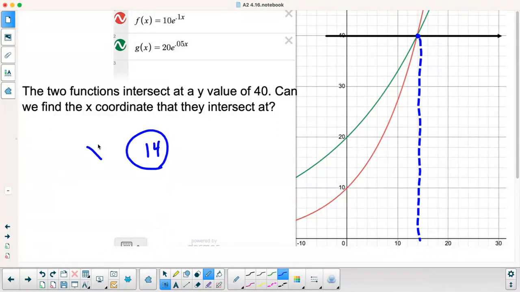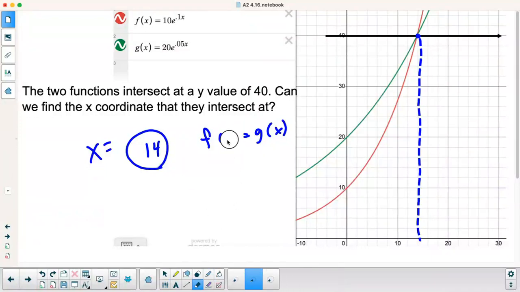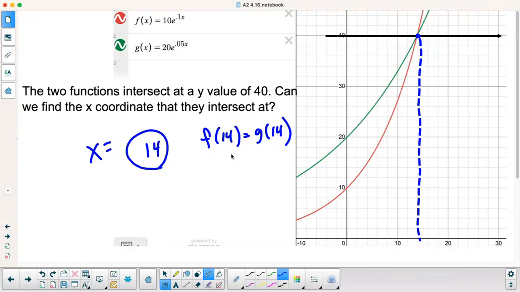So what that means is if I plug 14 into these functions, I'm going to get the same value, which would be 40. In other words, you could say f of x is equal to g of x when x equals 14. So really, I'd say f of 14 equals g of 14. If I plug those in, I should get 40 equals 40. Just a little review.